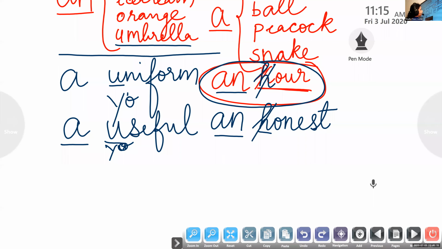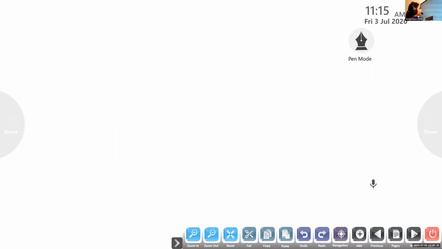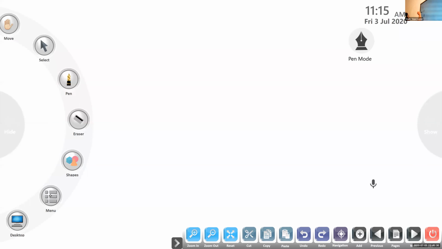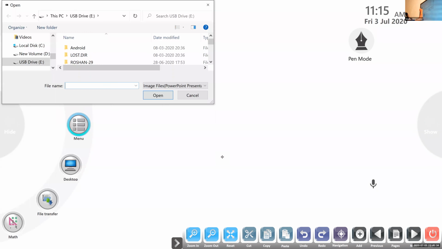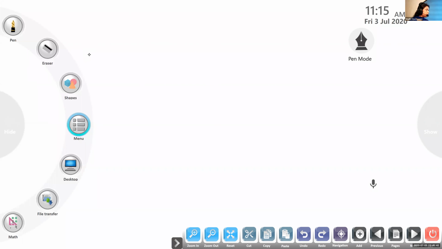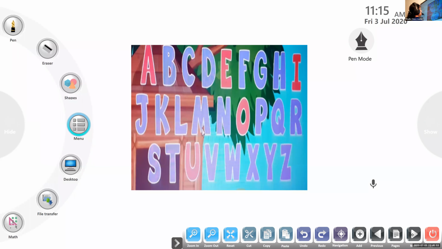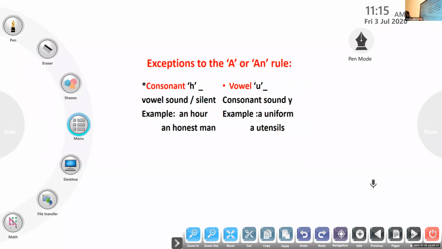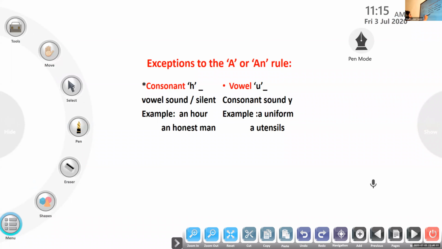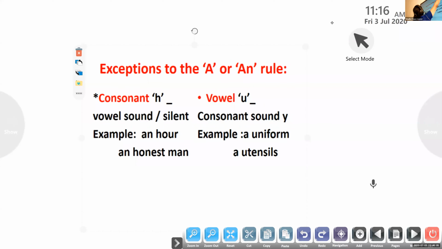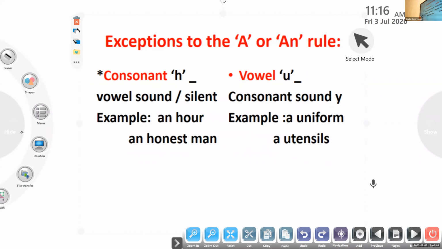Now all of you look at the screen. I hope you have all understood what I've told you. Now all of you look at the screen very clearly. Yes, we are in articles. I've shown you all these slides. Now we are in the exceptional rules. We will revise it once more before we move on to the exercises. So these are the exceptional rules.